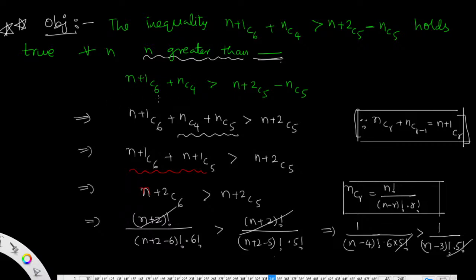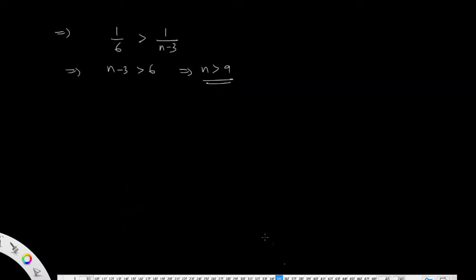n plus 1 C6 plus nC4 equals n plus 2 C5 minus nC5. So the minus term comes to this side: plus nC4 plus nC5. Now it is in the form of this formula. This is the formula application. Again this formula can be executed. Now nCr equals n factorial by n minus r factorial into r factorial. So okay, this is the question. Next, go to the next one.